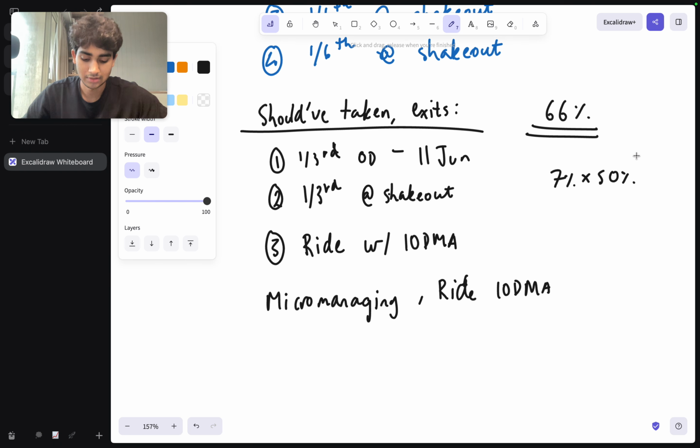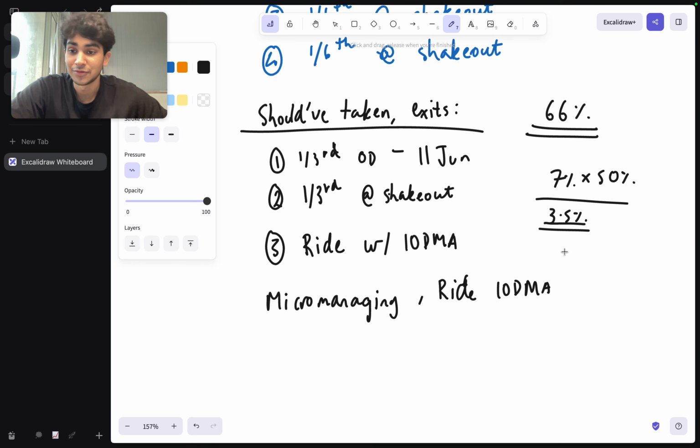How much does this become? Let me just calculate it real quick, because right now I don't think I would be able to do that mentally. So that would simply be 7% into 50%. This right here is a 3.5% impact on your portfolio. 3.5% from the last trim is massive.